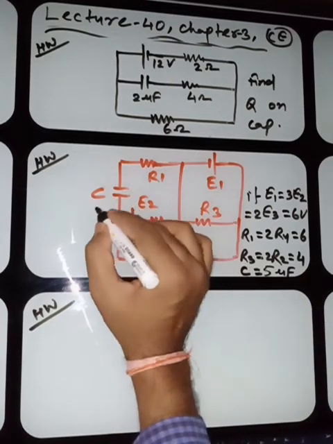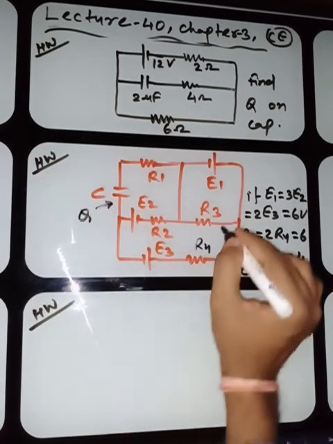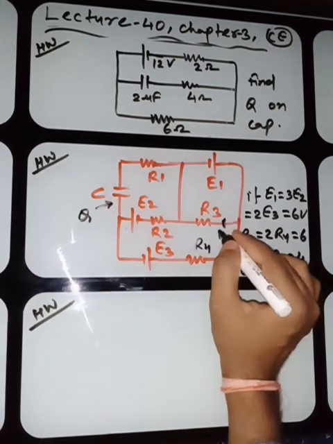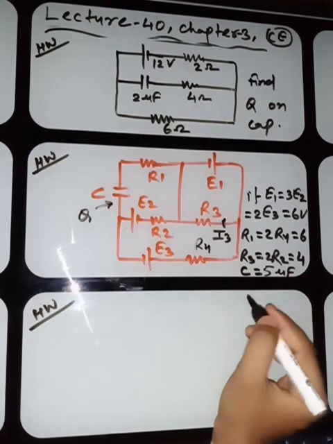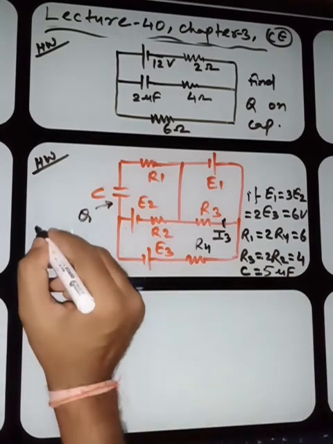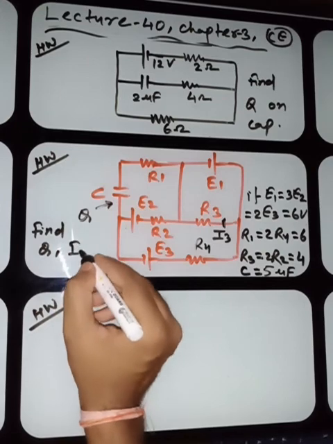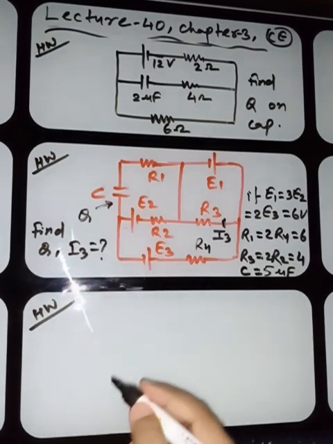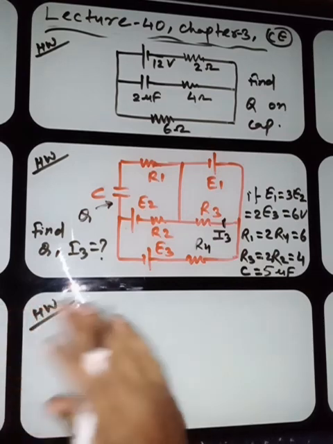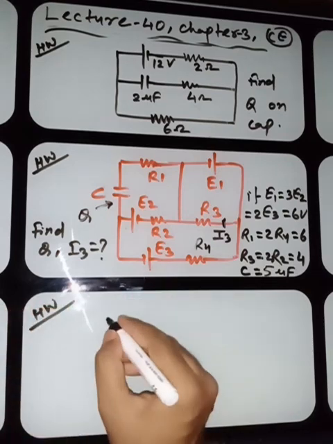You have to find the charge over here and I3, the current over here. Find Q and I3. Okay, so this is the question. So these two. Then write down one more question.